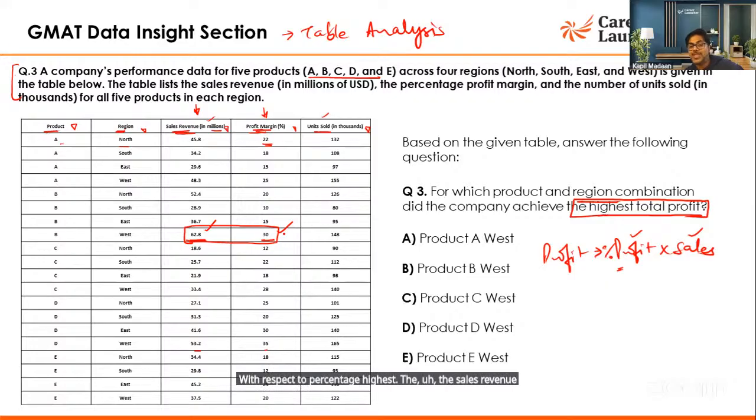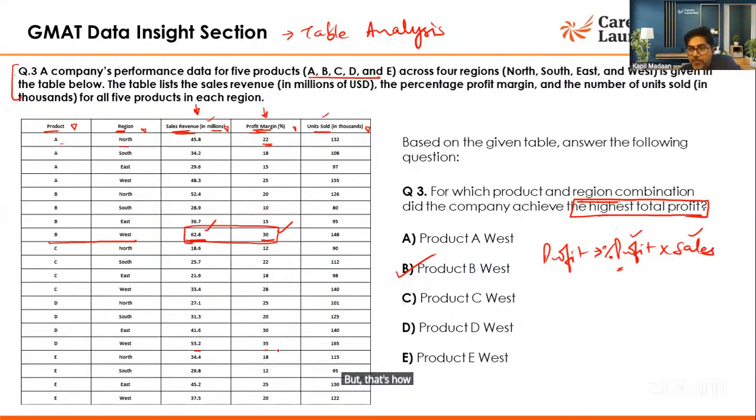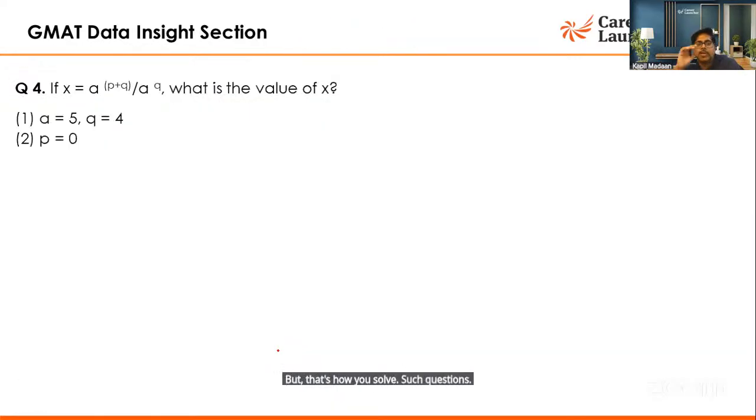So without much of the calculation or one or two calculations, you have a calculator there. You can calculate, but you can definitely say that B, West is going to be the highest profit, not doing a lot of calculation. Save your time, understand the table very carefully. It gives you an answer by visually seeing. Okay, but you'll have to practice. Obviously, you have to have a lot of concept practice, but that's how you solve such questions. Okay, try this one now. Let's try this question.